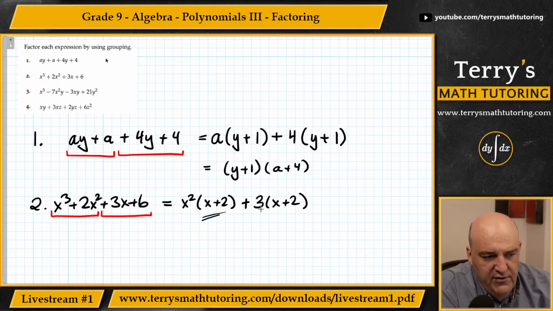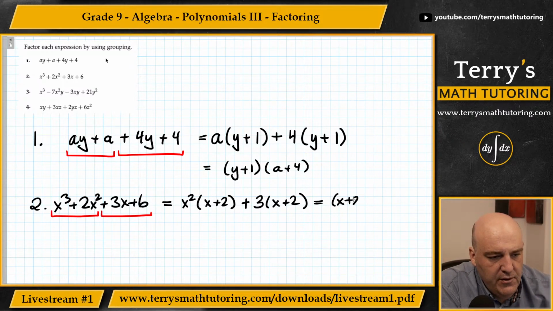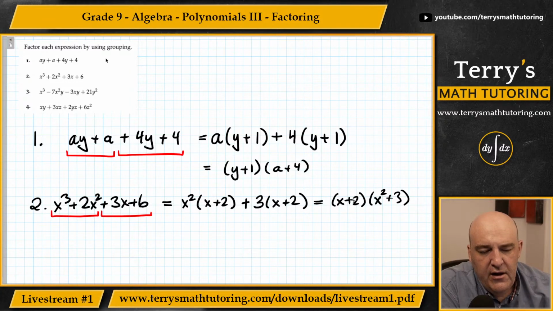And since these are the same, that means that can be factored to the front as a common factor. And then we get x plus 2 times x squared plus 3. And that's our answer. So notice that our final answer is written as a product. It's been factored. And that's the goal of factoring.